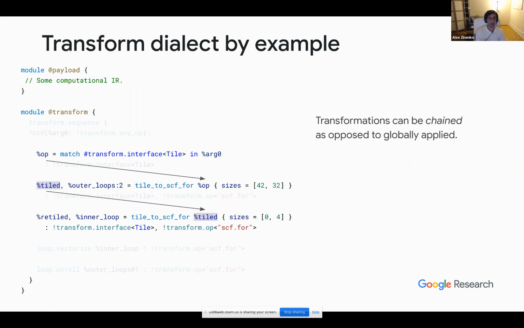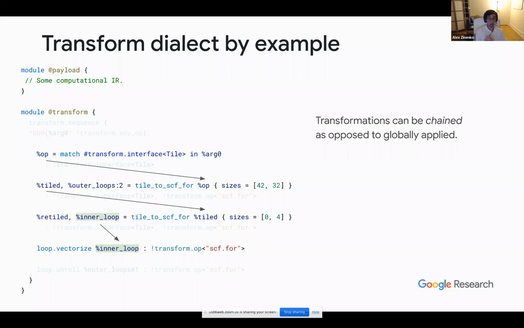Now we can take the result of the tiling and tile it a second time. We don't need to go over the IR again. We don't need to go and check what is tileable. We just can keep transforming the same operations we matched before. So now, for example, we tile twice, and we want to vectorize the result. You might notice that I'm tiling with size 4, which happens to be the vector size on my machine.